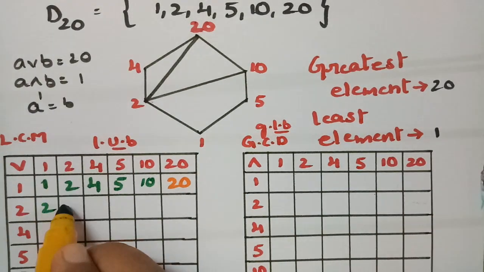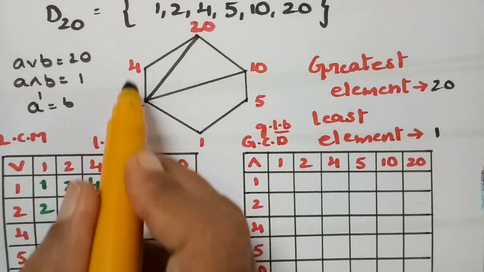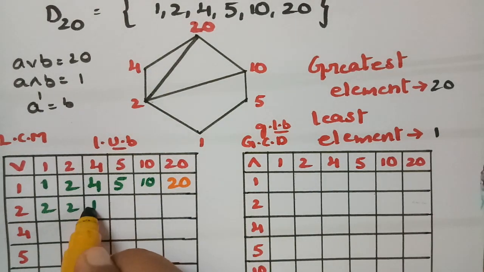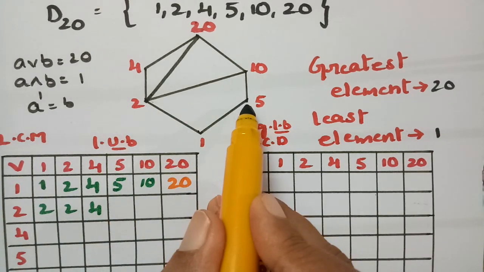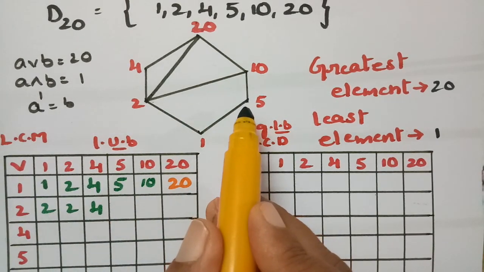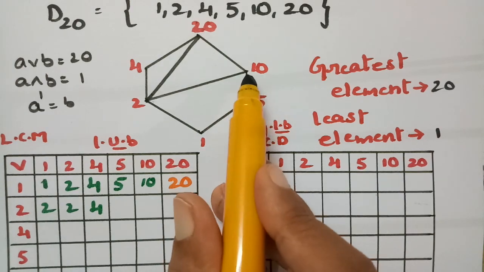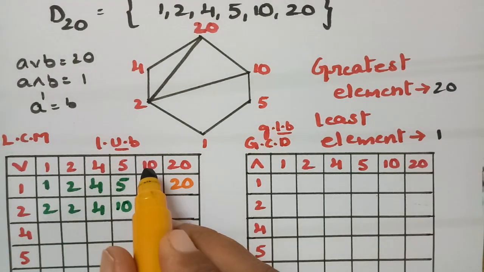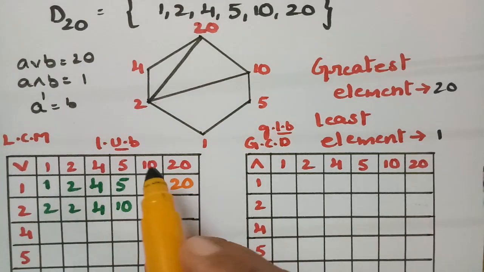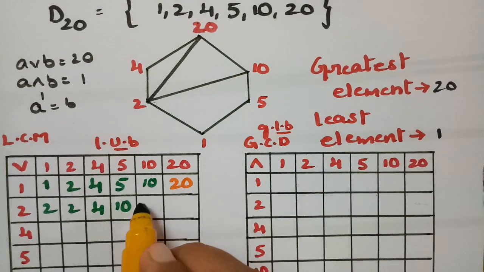For 2 and 2, 2 is an upper bound. For 2 and 4, which one is an upper bound? 4 is an upper bound. For 2 and 5, first they meet at a point. For 2 and 5, they meet at a point 10 here. So this is 10. For 2 and 10, 10 is the upper bound.